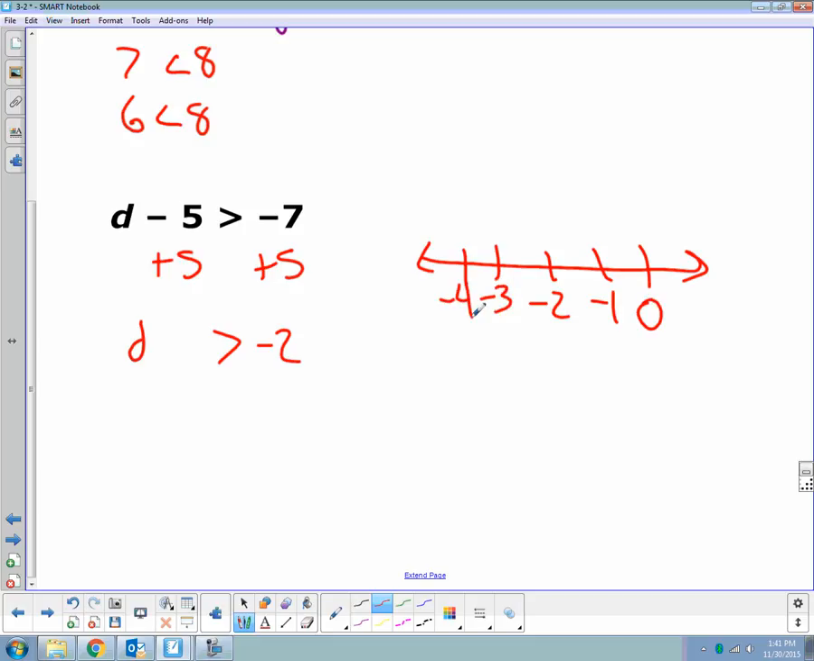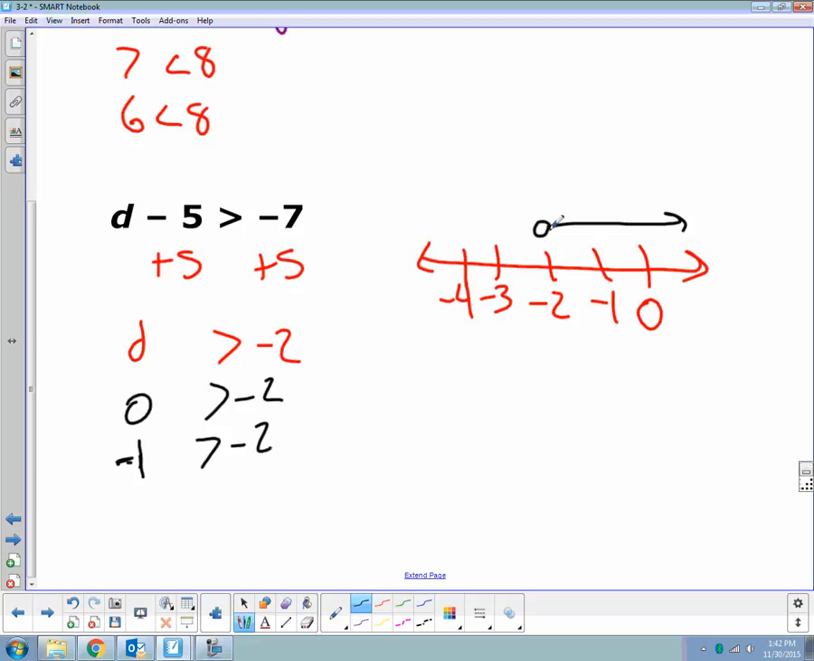Make sure your negatives are going in the correct direction. Negative 4, negative 3, negative 2, negative 1, 0. And it says d is greater than negative 2. Well, I know that 0 is greater than negative 2. I know that negative 1 is greater than negative 2. And so all the potential solutions for d are going to be on this side. They're going to be on the right side of negative 2. And it will never equal negative 2. D does not equal negative 2. It's just bigger. So we put an open circle there to show that.